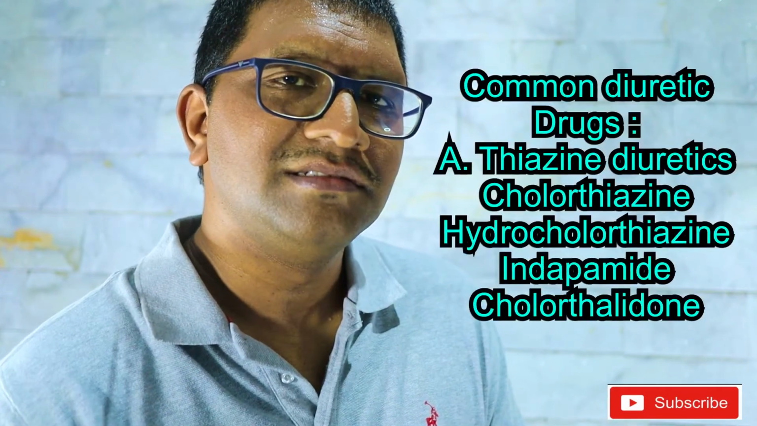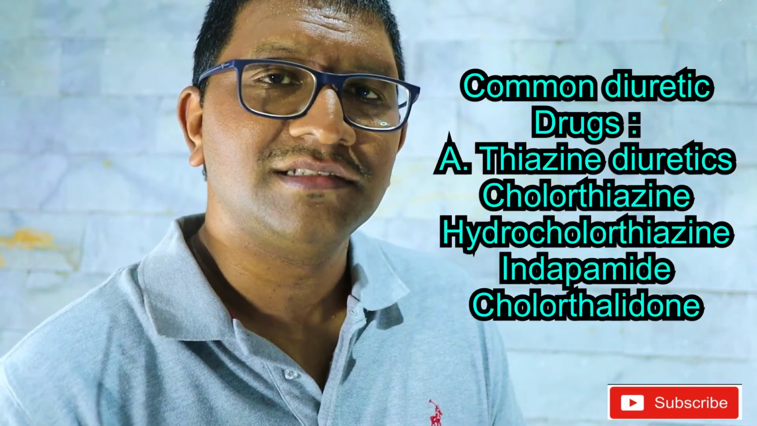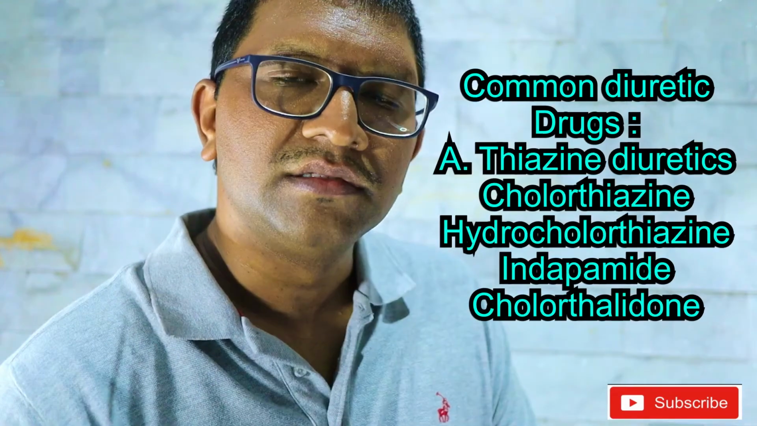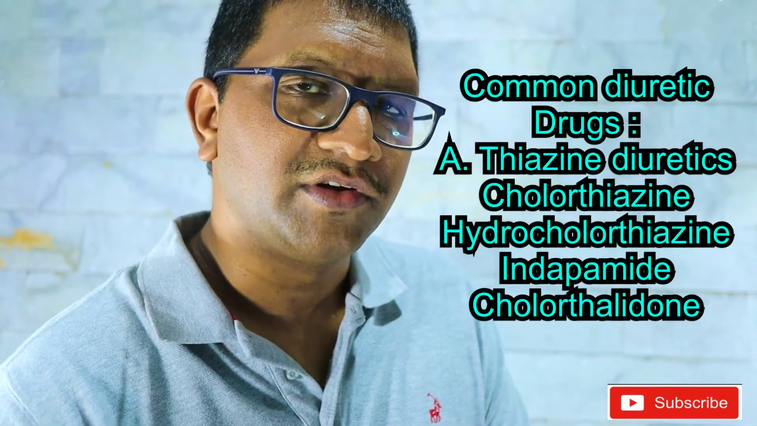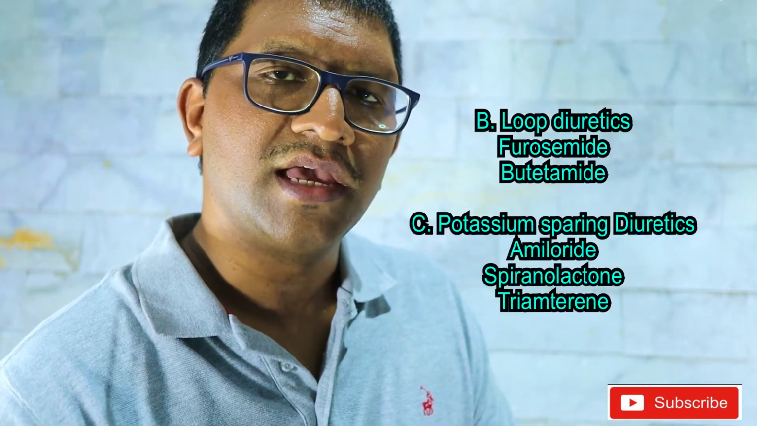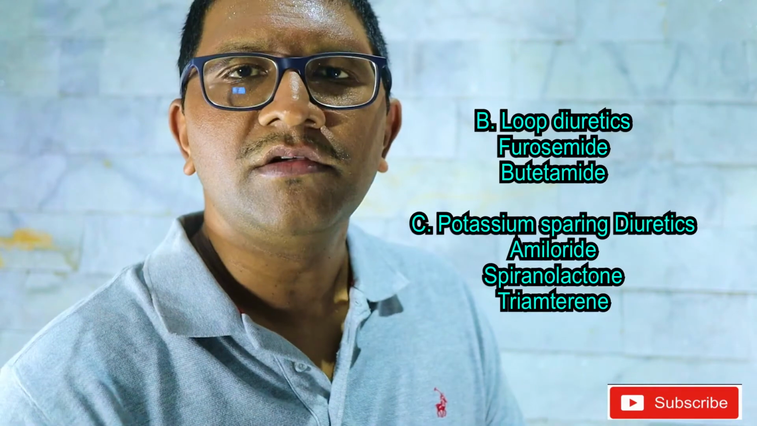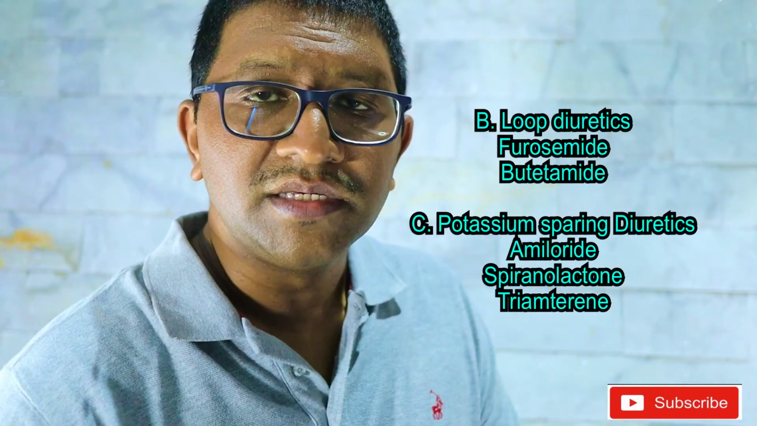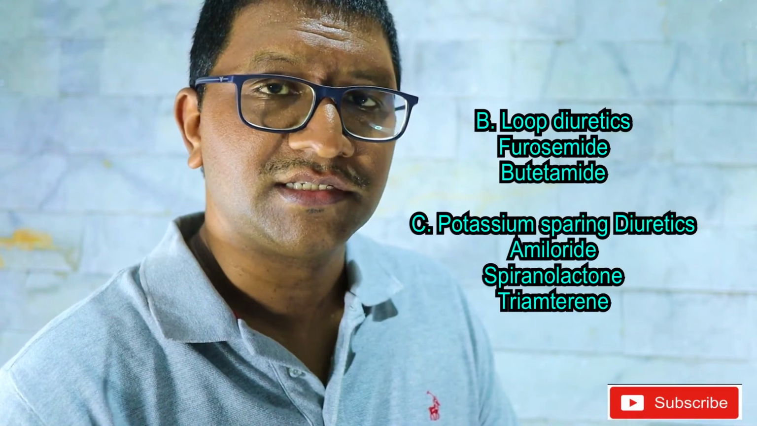Therefore, there is a decreased workload on them, making them more efficient in their jobs. Common drug names include chlorothiazide, hydrochlorothiazide, indapamide, chlorthalidone. These are known as the thiazide diuretics. Furosemide and bumetanide are known as loop diuretics. Amiloride, spironolactone, triamterene are known as the potassium-sparing diuretics. In some cases, we do have combination diuretics in some dosage form preparations.